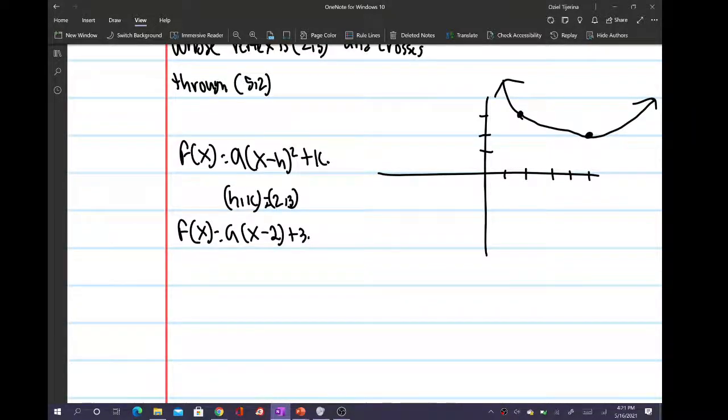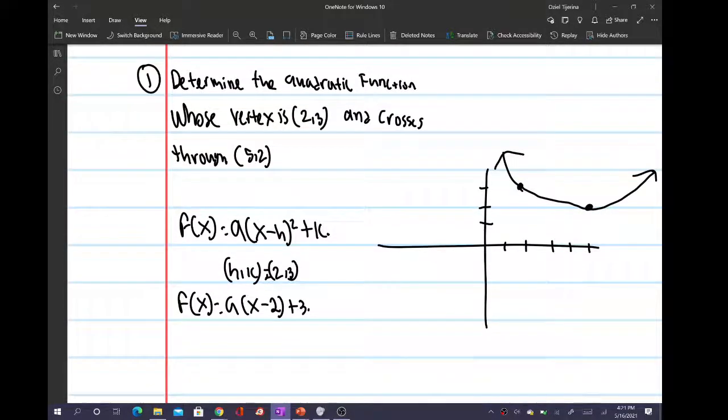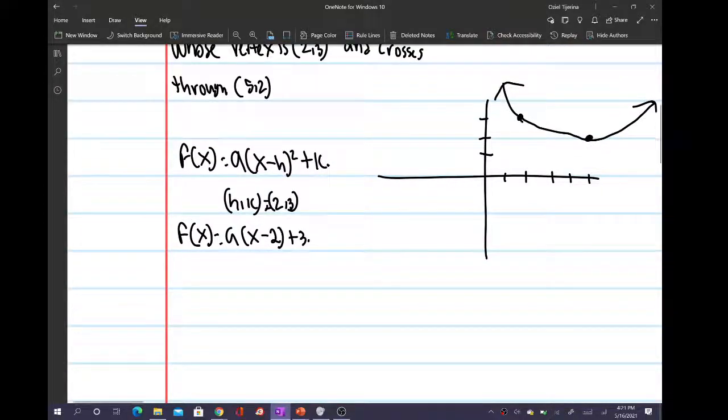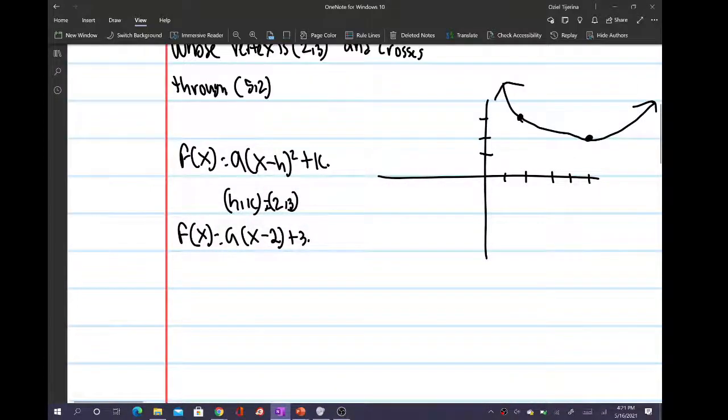However, you're wondering, well, what is a? What is our a value? We still have to find our a value here. I'm going to do a few of these, by the way. But anyways, we have to find our a value.